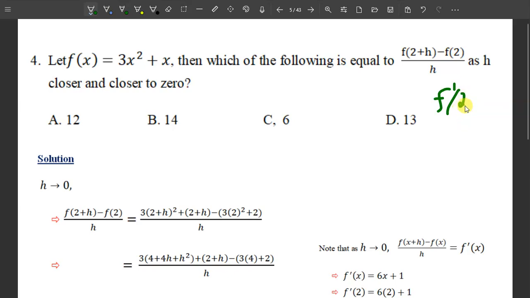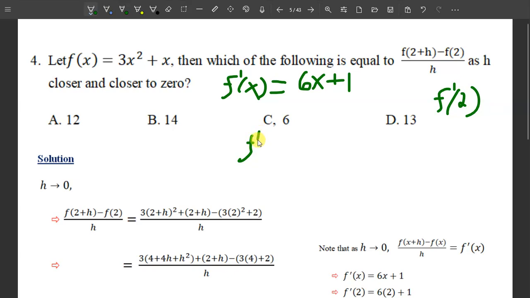F prime of 2. Therefore, simply derive this function with respect to x. F prime of x, and then multiply this 2 by this one. You have already learned the derivative of the power function, and therefore there is no problem in dealing with the derivative of such polynomial expressions. Here the derivative of x is 1, and then put f prime of 2.